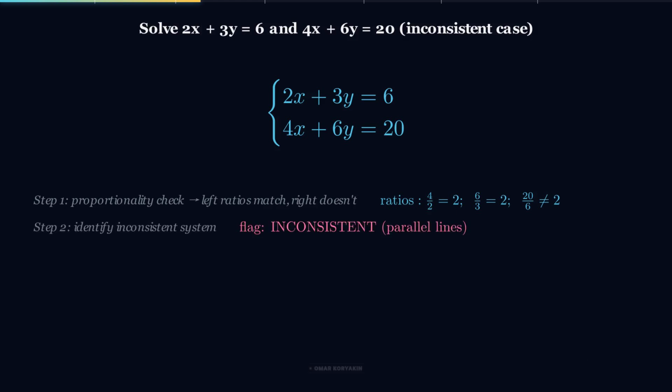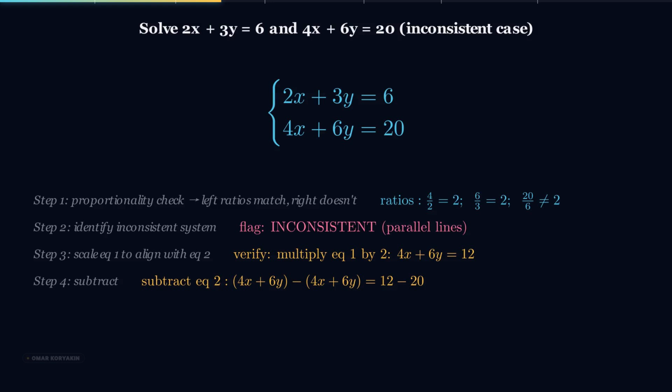Step 2. Verify algebraically by attempting elimination. Multiply the first equation by 2, 4x plus 6y equals 12. Now we have 4x plus 6y equals 12 and 4x plus 6y equals 20 as our two equations. Subtract the first new equation from the second, 0 equals 8, a contradiction. Step 3. Interpret the contradiction. 0 equals 8 is false for any values of x and y, so no values satisfy both original equations simultaneously. The system has no solution.